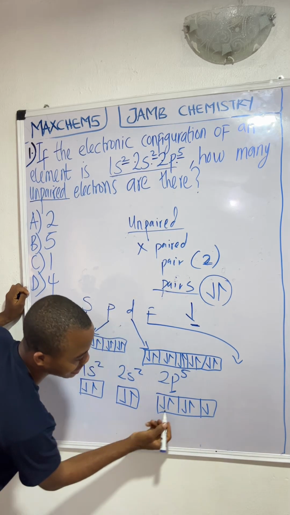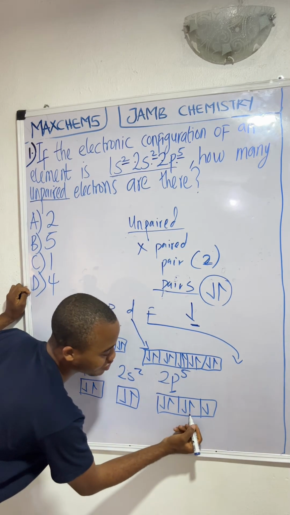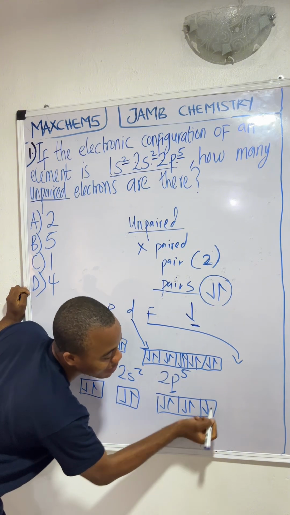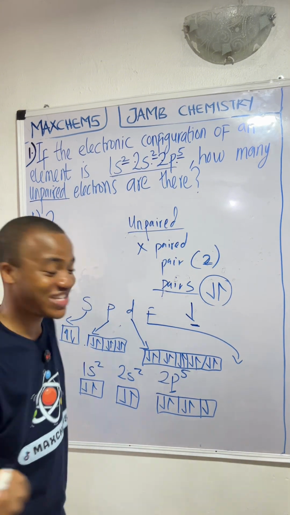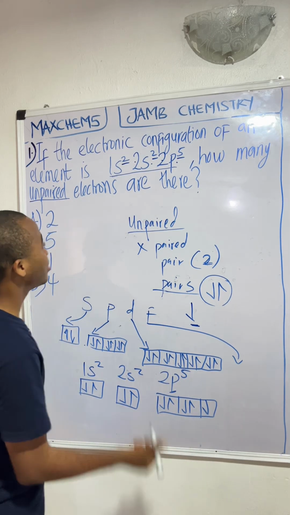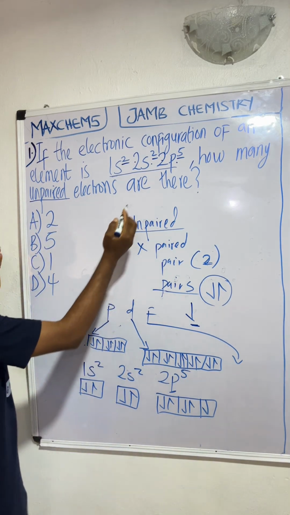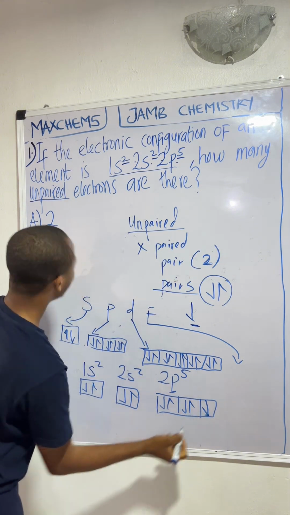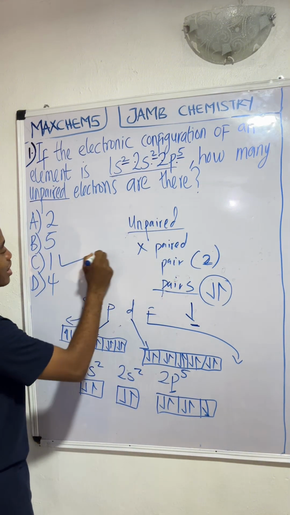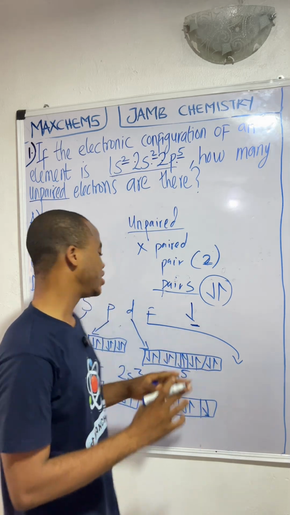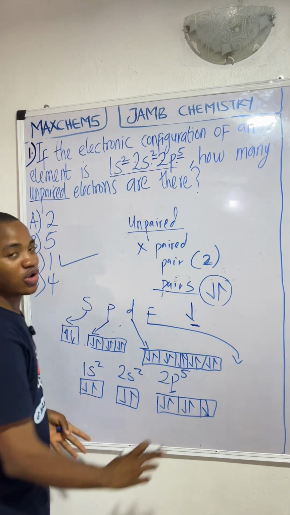Now you can see this is a paired electron, this is a paired electron. Is there one that is standing on its own? This is an unpaired electron. It does not have a partner. Do you get the gist now? So what is the answer going to be? They ask how many unpaired electrons are there? Just 1. So the correct answer to this question is 1. I believe this is very simple to understand. If you have any kind of question like this, you can always use this rule and you'll be able to get your answer.